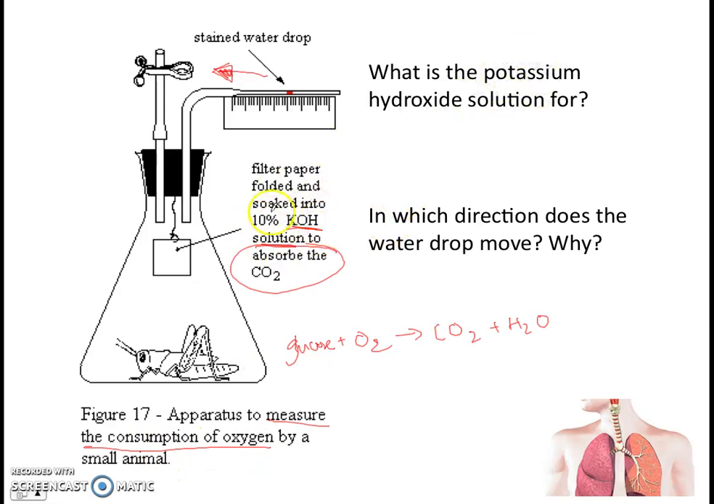Now, what is the potassium hydroxide solution for then? Well, this is here because in respiration, carbon dioxide is also produced. So I want to absorb that carbon dioxide here. What happens if I don't absorb this carbon dioxide? If I don't absorb this carbon dioxide, then some carbon dioxide gas will be produced, and that will cause the water drop to move in the other direction. So I don't want that to interfere with my experiment, because what I'm really interested in is measuring how much oxygen is used up. I don't want to have carbon dioxide interfere, so I absorb it into potassium hydroxide, making sure that any change in this water drop position is only due to oxygen being used up.